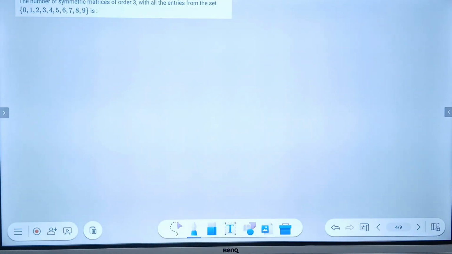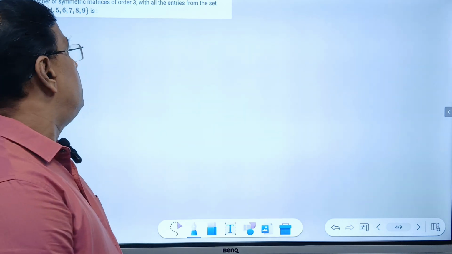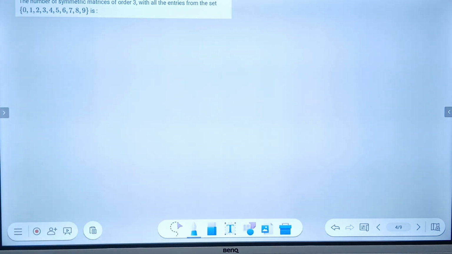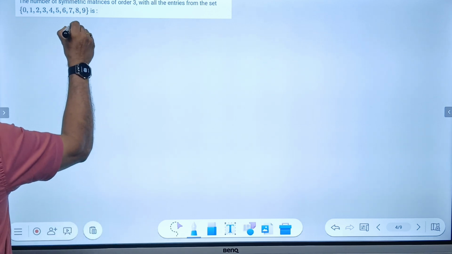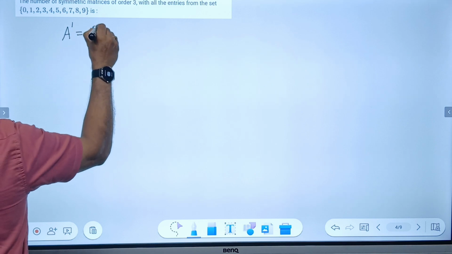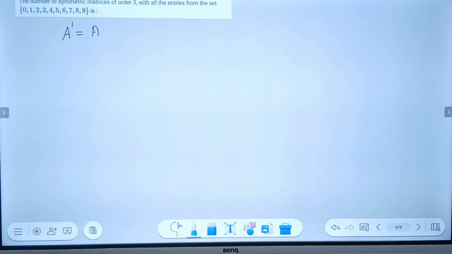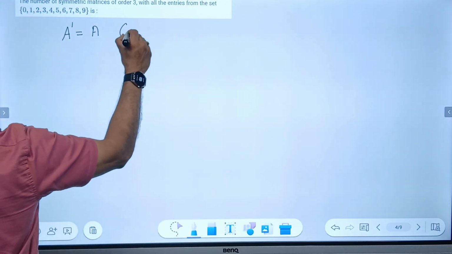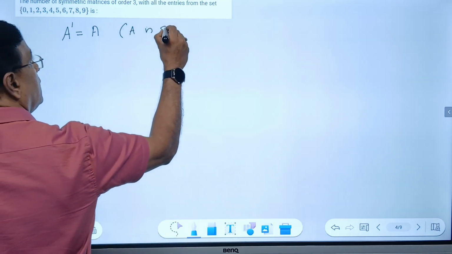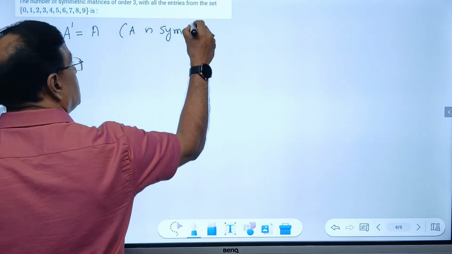The number of symmetric matrices of order 3 with all entries from the set 0 to 9 is. So what is a symmetric matrix? A symmetric matrix is a matrix where A transpose is equal to A. If you get A transpose equal to A, it's a symmetric matrix. Then you say A is symmetric. Of course, it has to be a square matrix.